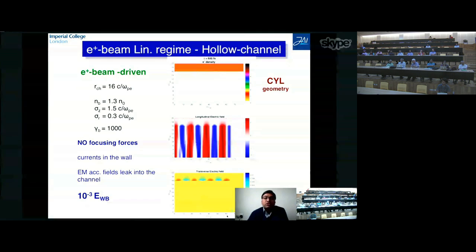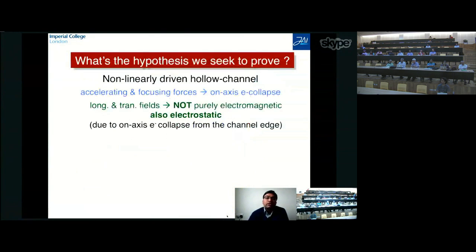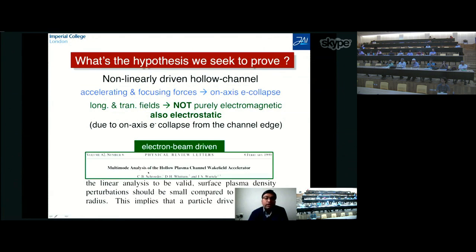However, all of this is based on the theory of linearly driven hollow channels. In linearly driven hollow channels, there is no collapse of electrons from the surface walls back to the axis of the channel. And if you drive the channel non-linearly, there is a possibility to make the electrons collapse back to the channel from the walls of the channel. And thus, in that case, the fields are not purely electrostatic. In some works it has been recognized that for the linear analysis to be valid, the surface plasma density perturbations should be much smaller compared to the channel radius.